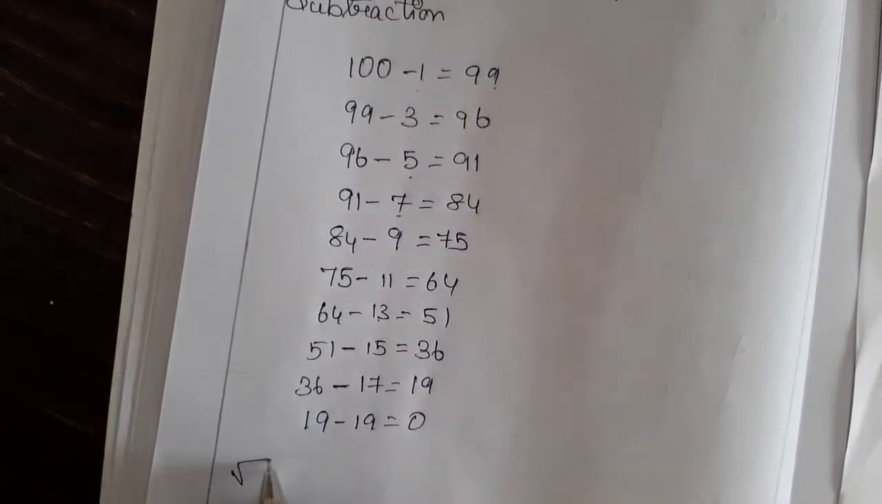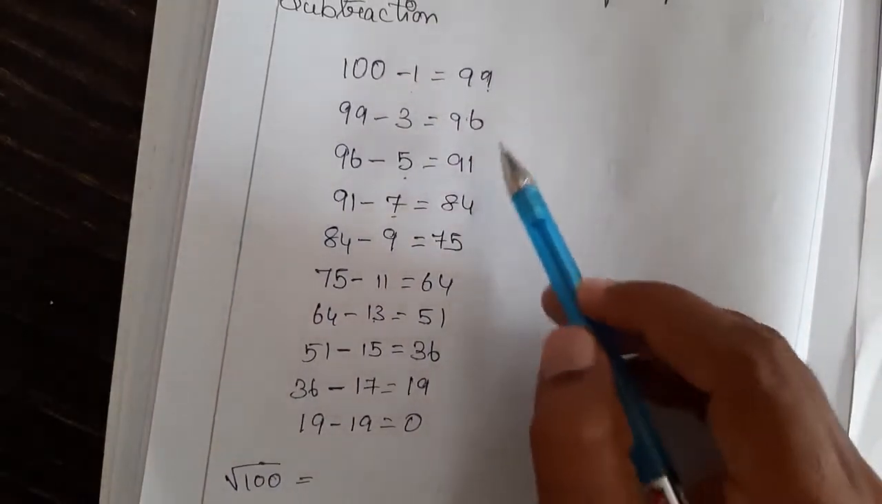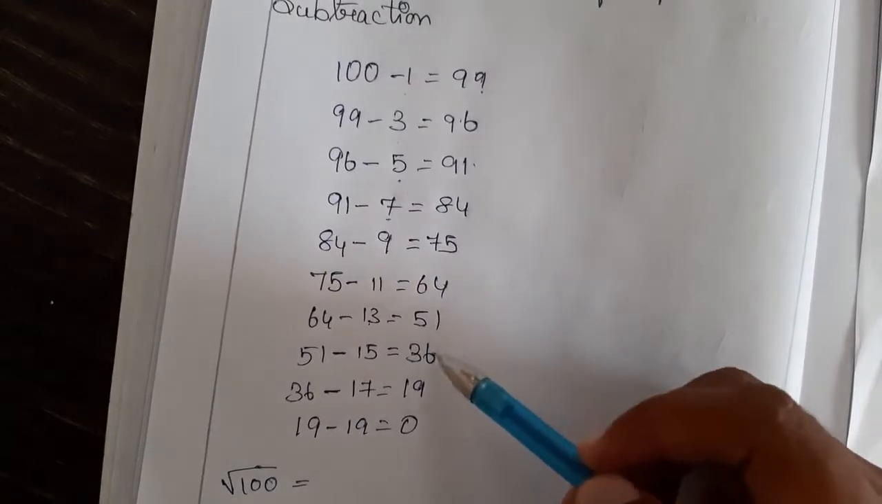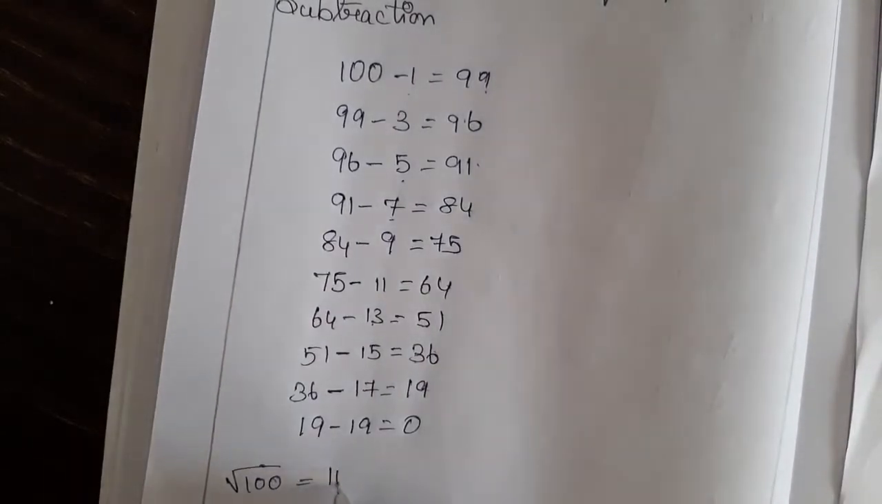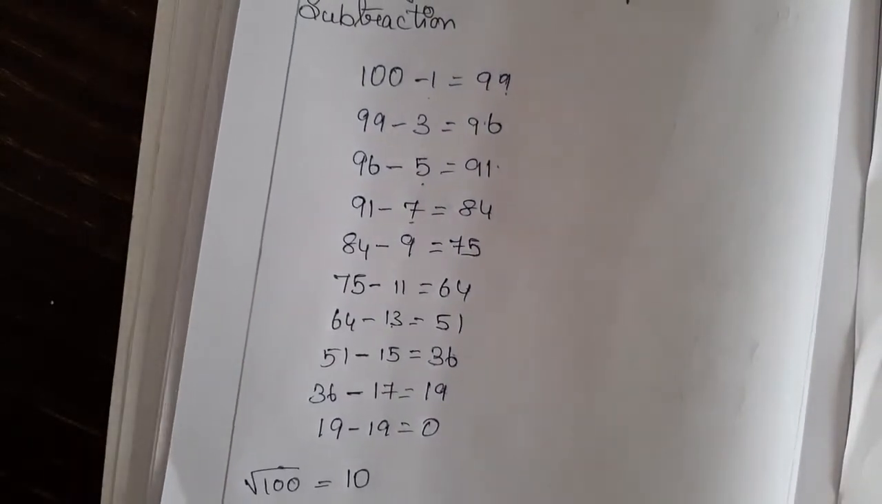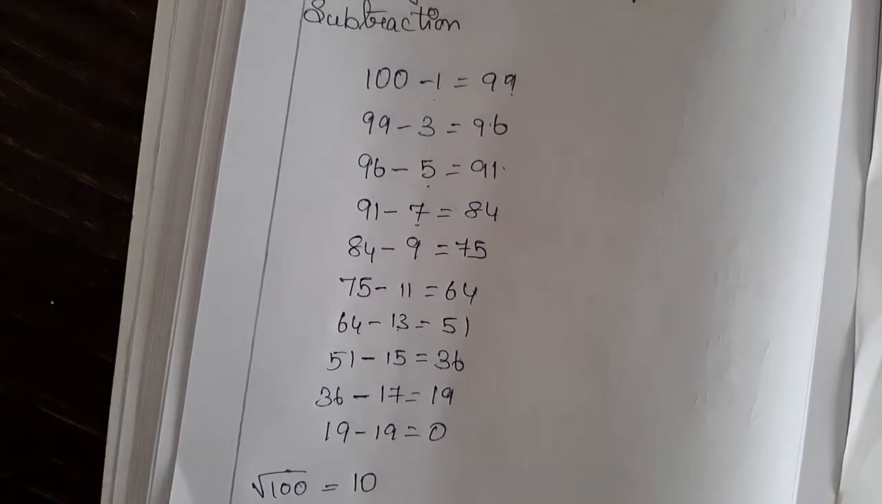Then the square root of 100 is equal to how many steps? 1, 2, 3, 4, 5, 6, 7, 8, 9, 10. The square root of 100 is 10, right? Obviously we know that 10 squared is 100. The square root of 100 is 10.